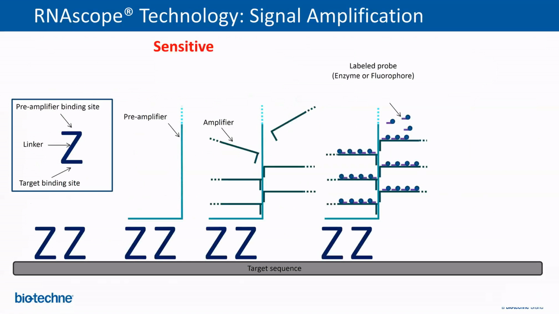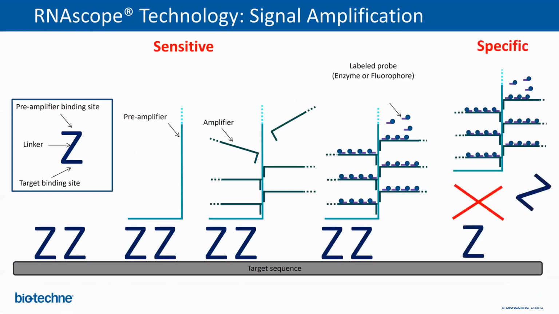This signal amplification is what contributes to the sensitivity of the assay. Not only is the assay sensitive, but it's also specific. By that, what I mean is, if only a single Z is to bind, you will not detect a signal. Or in other words, binding of the double-Z pair is essential to detect a signal.